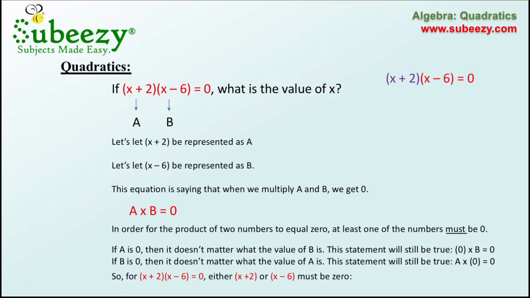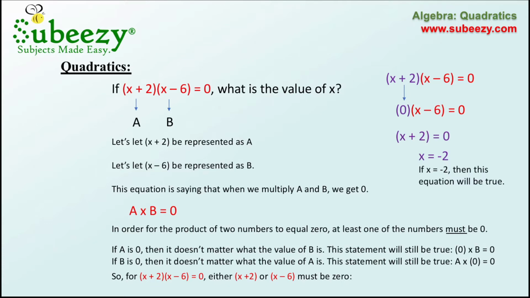So let's consider x plus 2 first. If x plus 2 is equal to 0, then 0 times the quantity x minus 6 is still going to be equal to 0. So if x plus 2 is equal to 0, what is the value of x? Well, if we subtract 2 from both sides, we end up with x is equal to negative 2. If x is equal to negative 2, then this entire equation will be true. So negative 2 is one possible value of x.